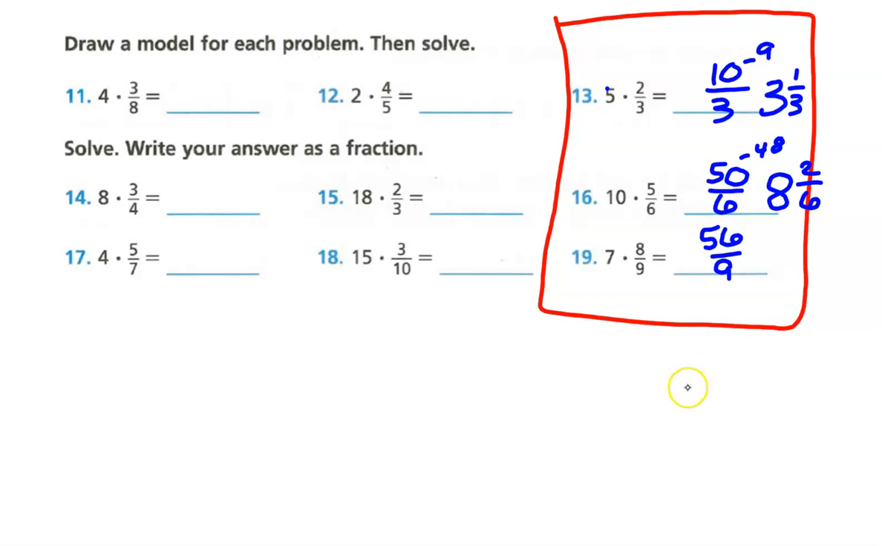And then this is just basic division. How many times does 9 go into 56? It goes in there 6 full times. And that would be 54, because 9 times 6 is 54. So then if I do 56 minus 54, I am left with 2 of those 9th shares.